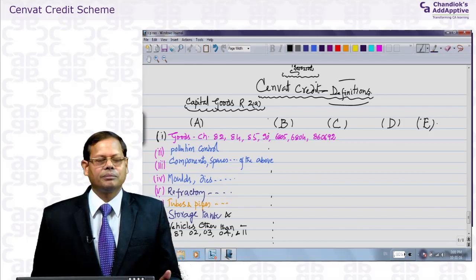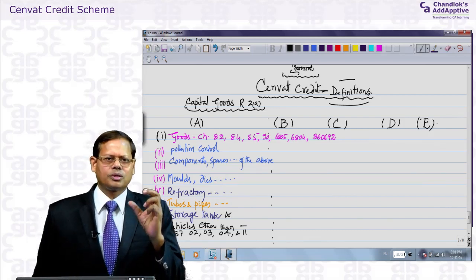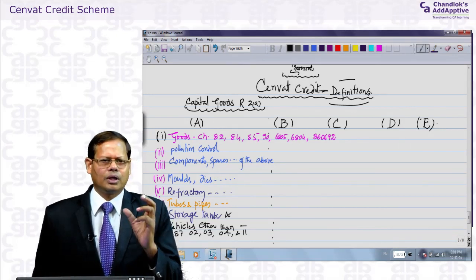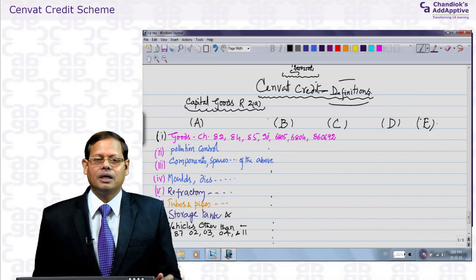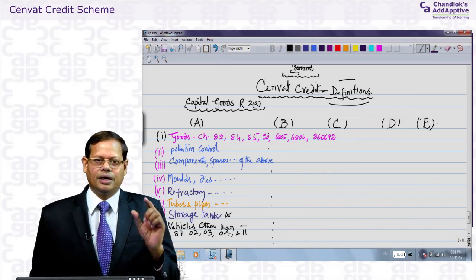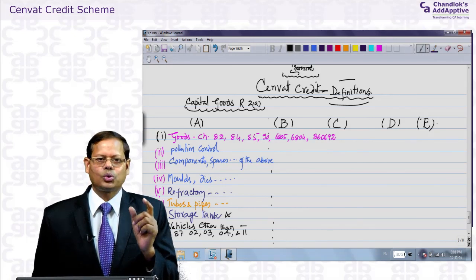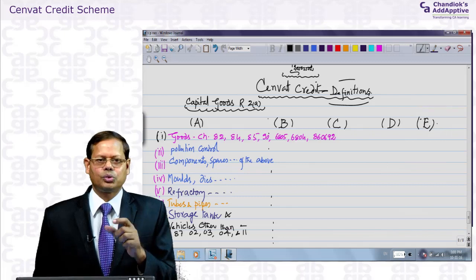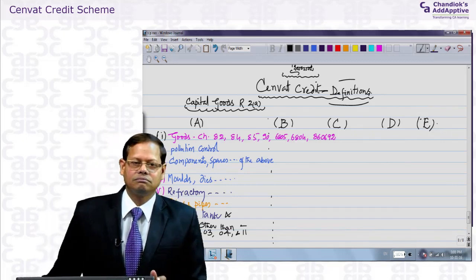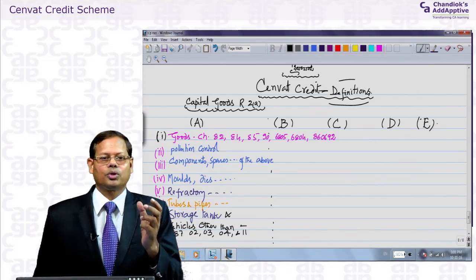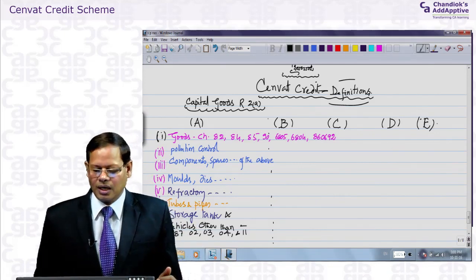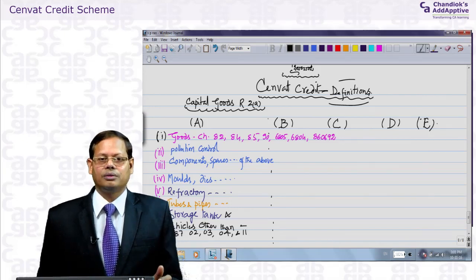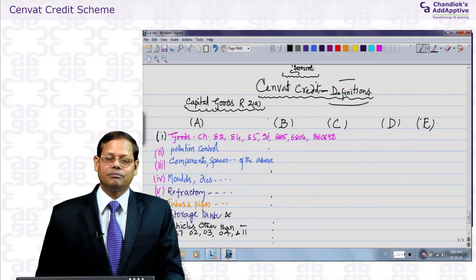In the CENVAT credit scheme, I am going to discuss one of the most important areas. One of the most important in the sense that there are three basic and major definitions: the definition of capital goods, rule 2A, the definition of inputs, rule 2K, and the definition of input service, rule 2L. These form the triangle, which is one of the most important areas I am going to discuss today. Based on these definitions, you will be able to get the questions solved. You will get practical questions based on these definitions.